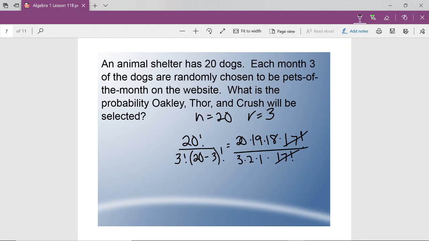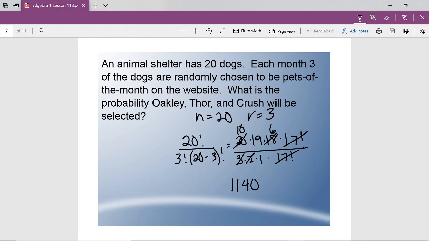I can simplify the 3 and the 18 here, and I can simplify the 2 and the 20 here, and I'm going to multiply 10, 19, and 6. When I multiply those together, take a second to do that for yourself, of course, but I end up with 1,140 ways to choose these dogs.